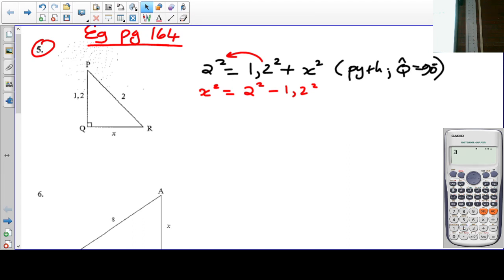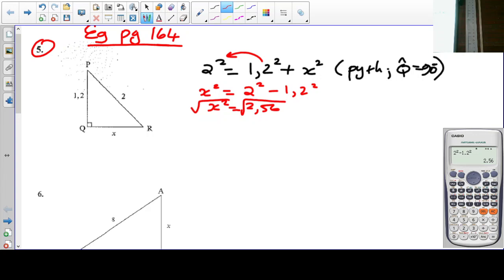You put in a calculator 2 squared minus 1.2 squared. You get 64 over 25 or 2,56. So x squared is equal to 2,56. So what do I do now? What do I do now? Square root. Both sides. So what is the square root of 2.56? 8 over 5 or 1.6.